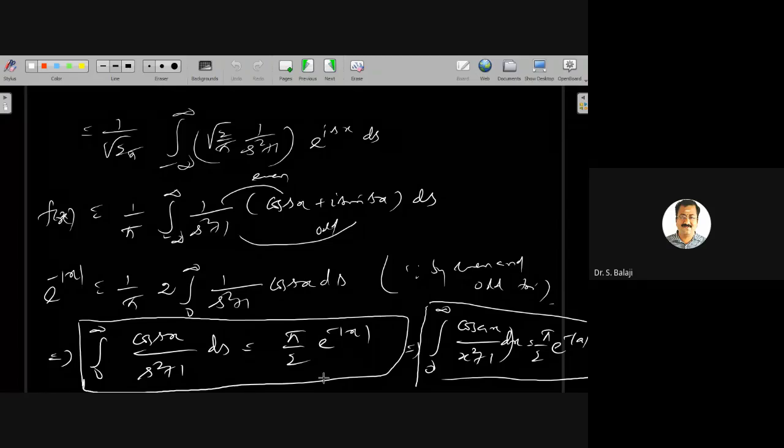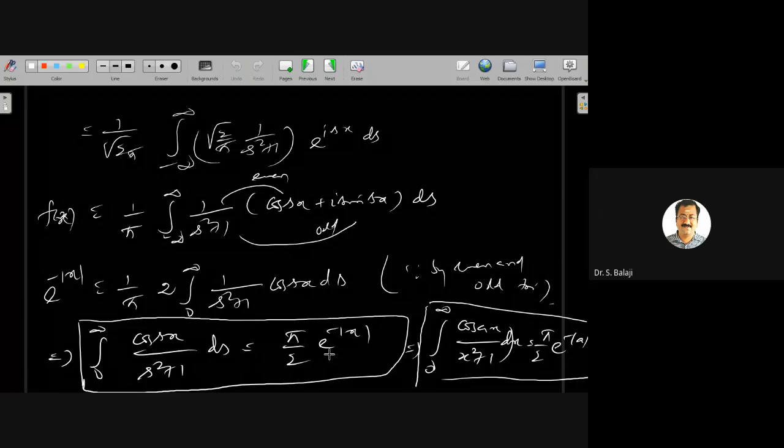Okay, right. If you put x equal to 0 here, you can get the integral ds by s square plus 1, 0 to infinity, that is equal to pi by 2. Yes, obviously that result you also know: integral dx by x square plus 1, tan inverse of x, 0 to infinity, that should be pi by 2.